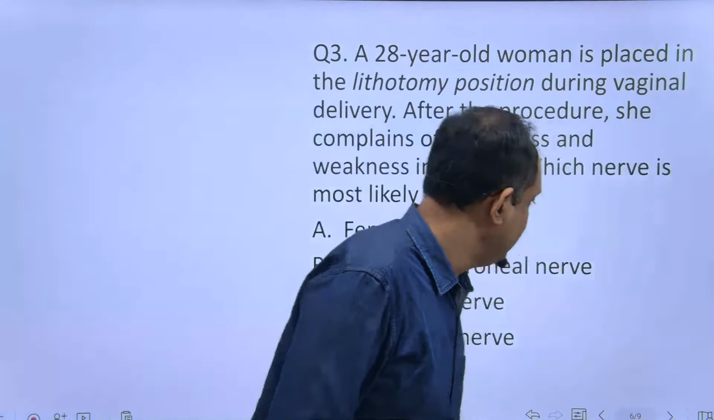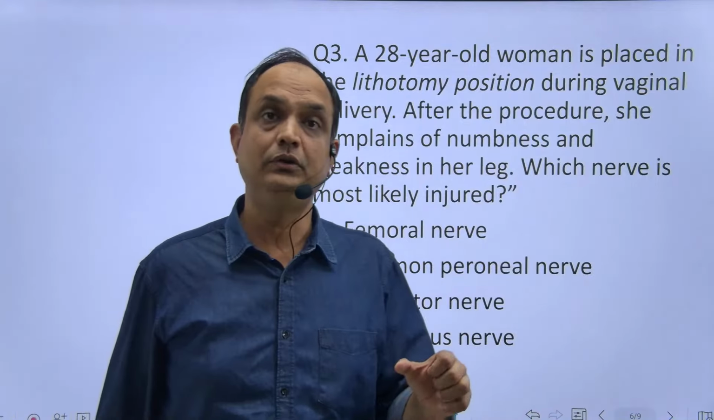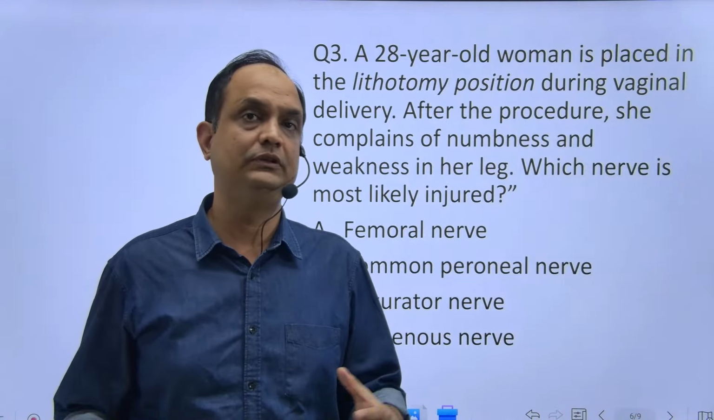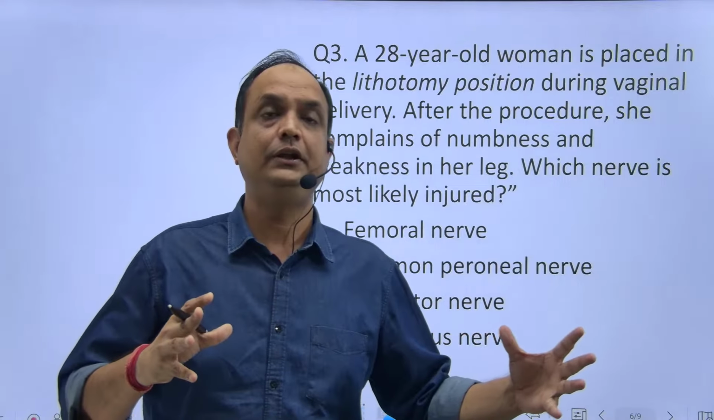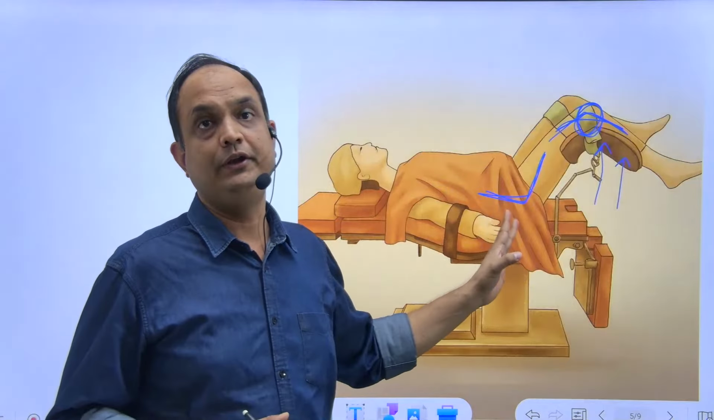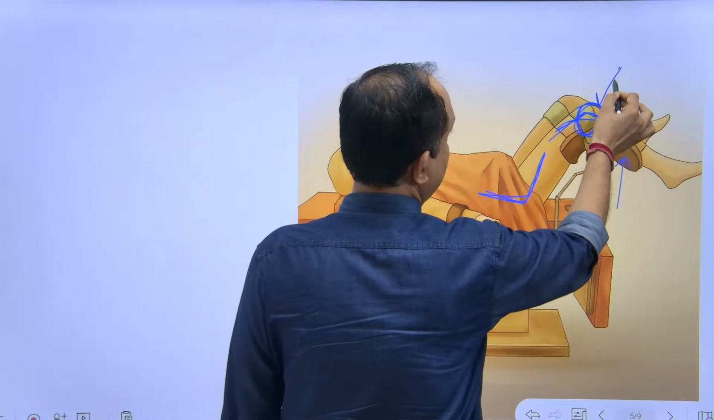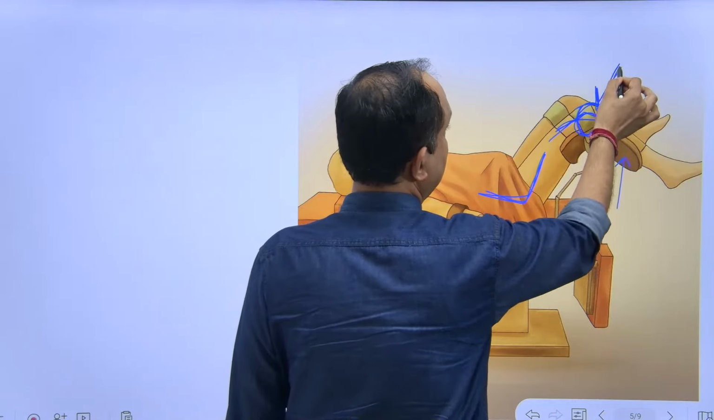Now there is one more question related to a complication in the case of the lithotomy position. Suppose the labor lasts 8 to 10 hours, and the patient remains in this posture for 8 to 10 hours. What will happen? This strap constantly creates pressure at this point on the lateral side of the upper part of the leg.